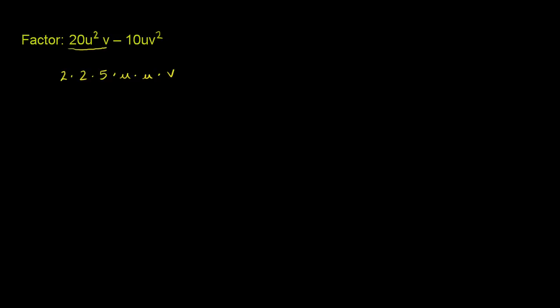Now let's do the same exact thing for the 10uv squared. We'll put that minus sign there so that we haven't fundamentally changed the expression. 10, if we break it down into its prime factors, is 2 times 5. Then we have 1u times v, and v squared is v times v.